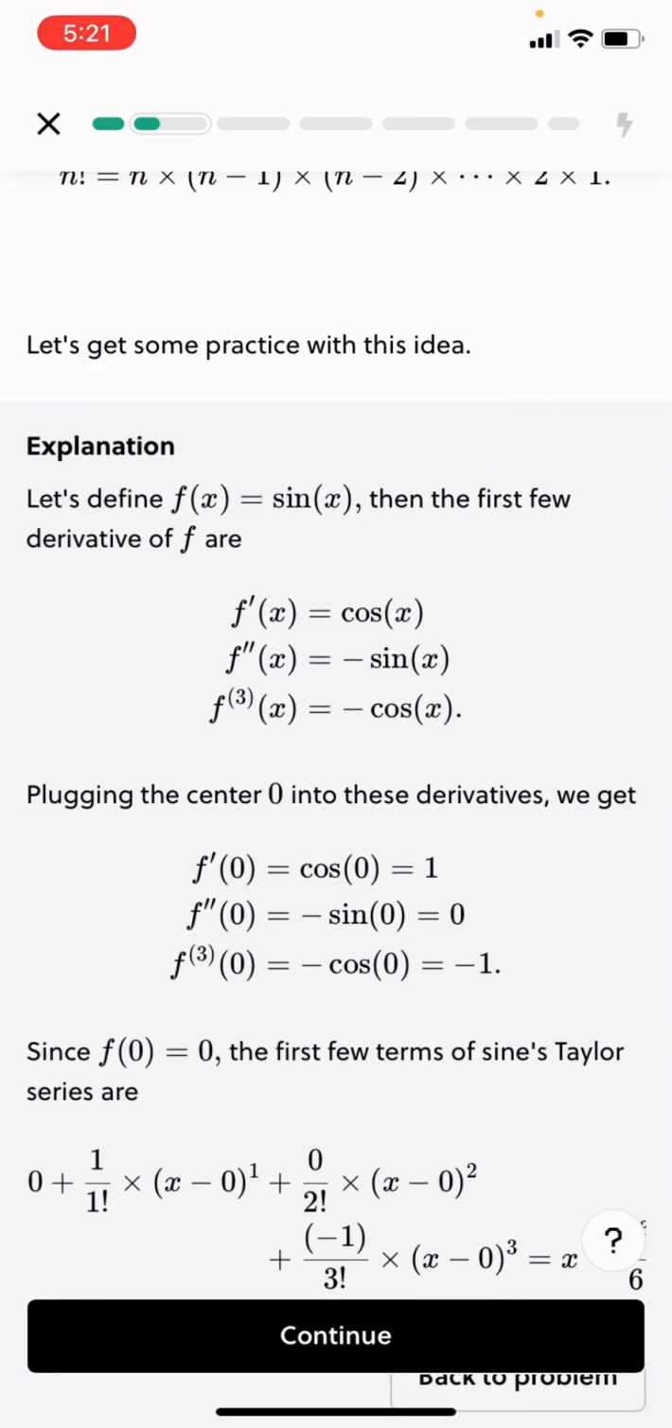Right. Here, let's get an explanation to make it a little simpler. So it explains, let's define the function f(x) equals sin x. The first few derivatives of f are f prime(x) equals cos x, f double prime(x) equals negative sin x, and f triple prime(x) equals negative cos x. Plugging the center 0 into the derivatives, we get f prime(0) equals cos 0 equals 1, f double prime(0) equals negative sin 0 equals 0, and f triple prime(0) equals negative cos 0 equals negative 1.